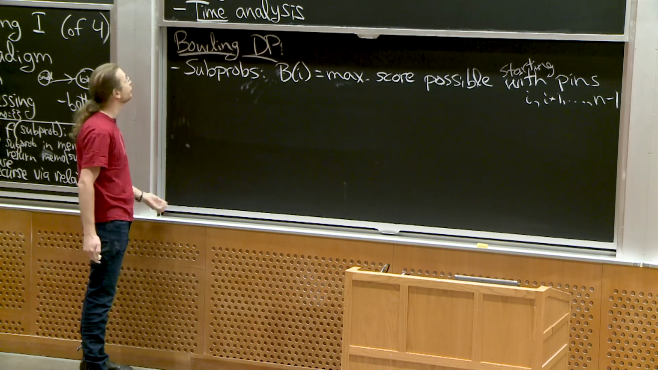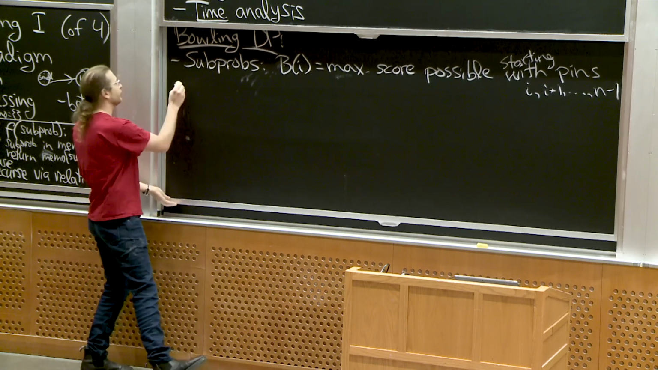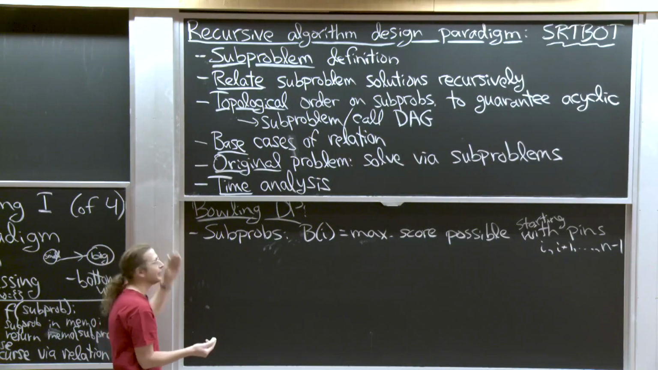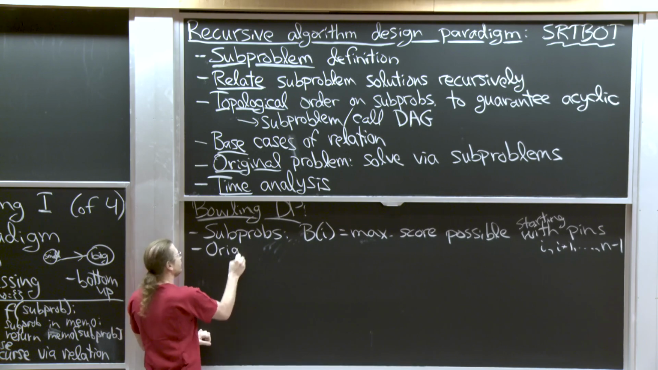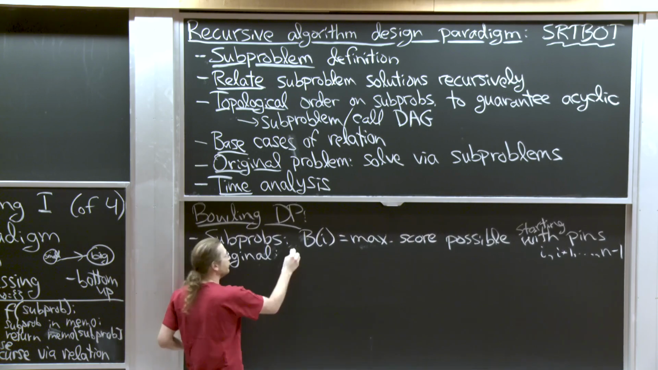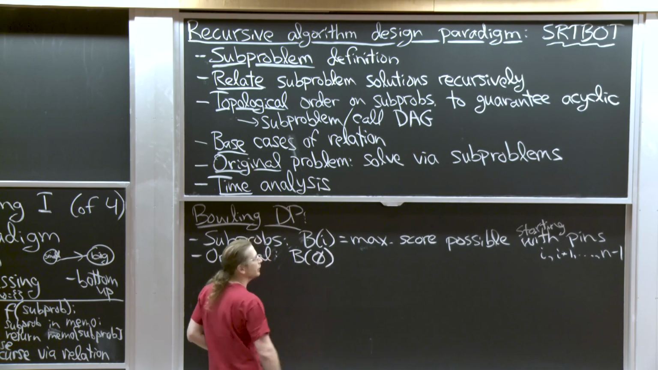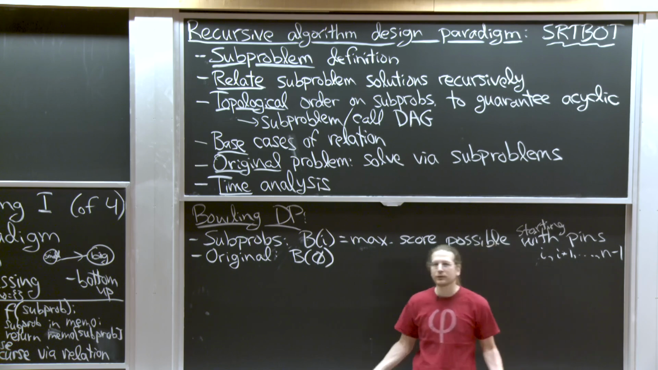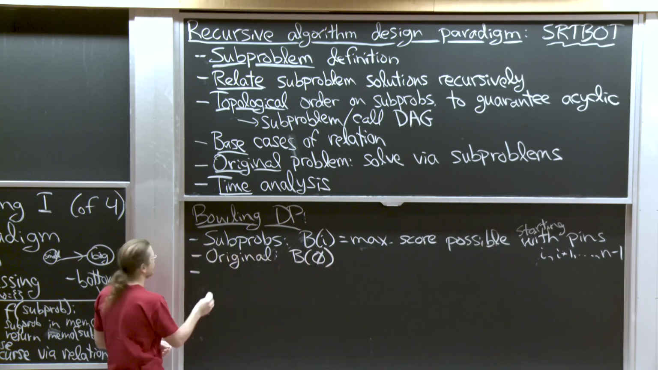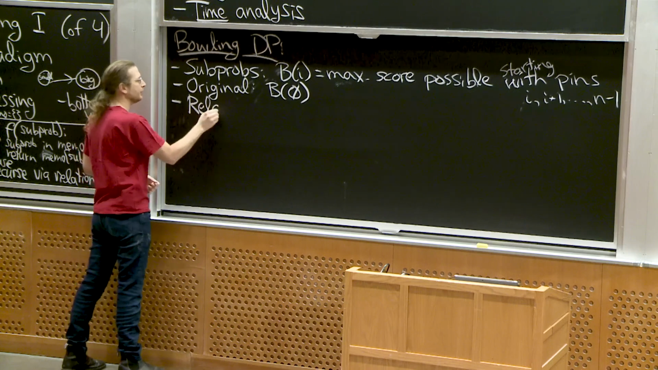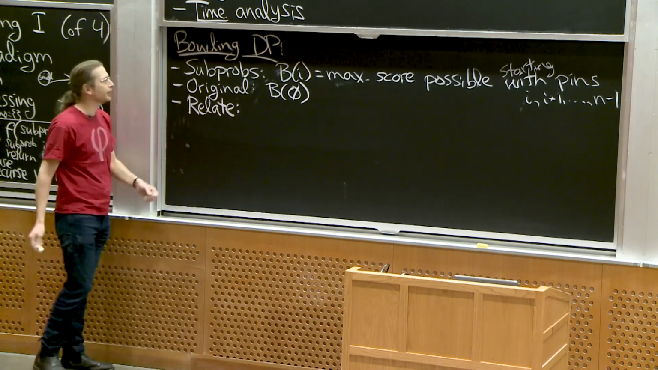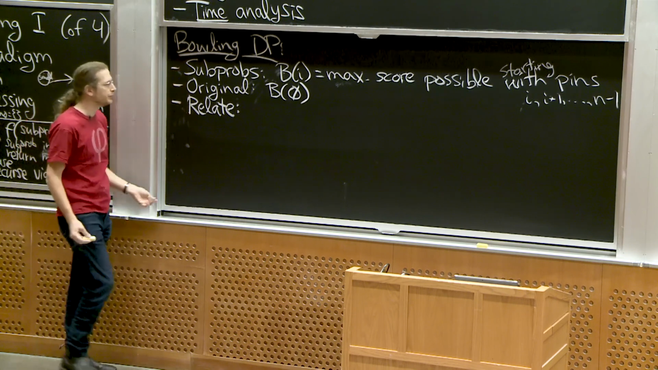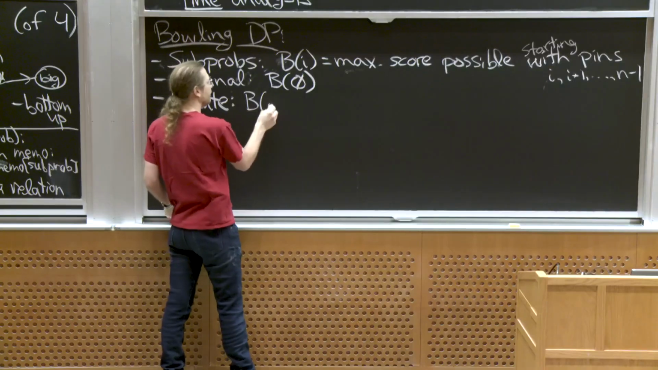Now what is the original thing I'm trying to solve? You can put the O earlier in SRTBOT, then it actually spells SORT, so why don't I do that for fun? The original problem we're trying to solve is B of 0, because that is all of the pins. The suffix starting at 0 is everything. So if we can solve that, we're done. Next is R for relate. This is the test of whether I got the subproblems right: whether I can write a recurrence relation. So let's try to do it. We want to compute B of i.